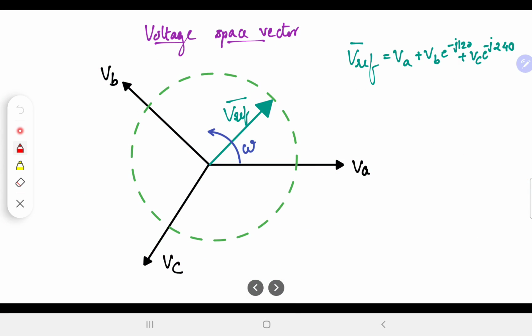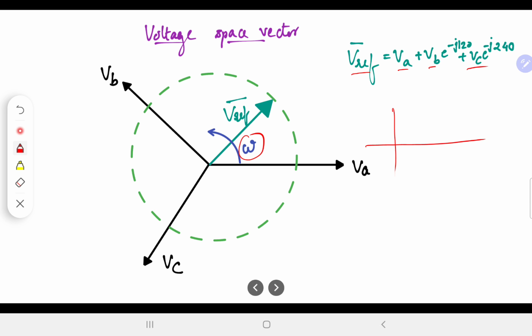So as we mentioned, Vref is Va plus Vb e to the power j120 plus Vc e to the power j240, where Va, Vb, Vc are sinusoids which are 120 degrees shifted in space and time. So Vref is a vector which is rotating with speed omega. Now we need to generate this vector, and in any pulse width modulation, what you do is an averaging over a Ts period, right?